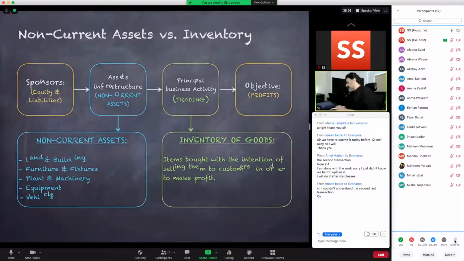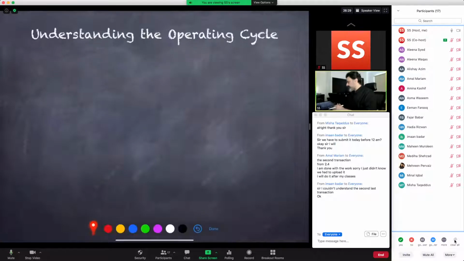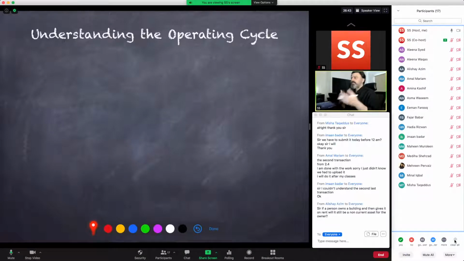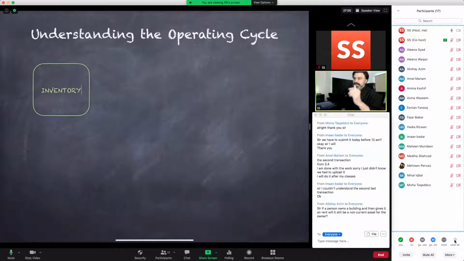Now let's move on to the next slide. Understanding the operating cycle. Now we need to understand the trading operations and how we look at those trading operations in accounting. The purpose of the trading operations, or what we call in accounting an operating cycle, is obviously to circulate your inventory in a way that you will be able to make profit. So you want to buy inventory and then you want to sell your inventory, and then these transactions will help you make your profits. So your inventory is the central asset.